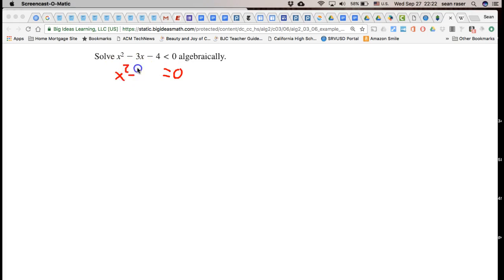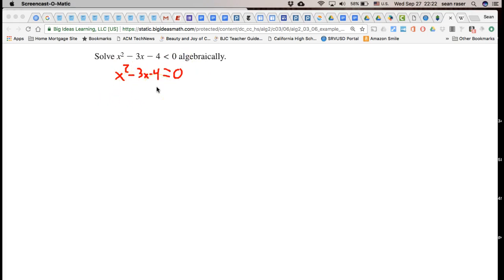So that's the first step here: rewrite your quadratic with all of the terms on one side, so in standard form, and replace the inequality with an equal sign. So the first step is to write your quadratic in standard form and replace the inequality with an equal sign. So here we've got x squared minus 3x minus 4 equals 0. Next, we want to find the critical values.